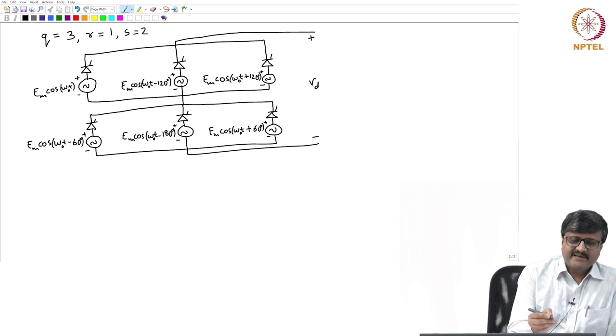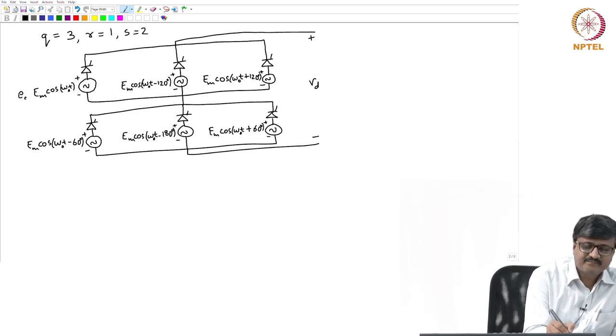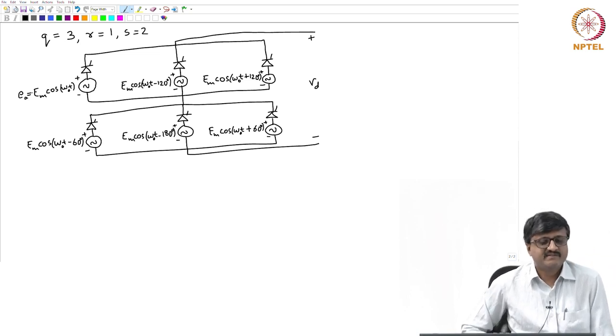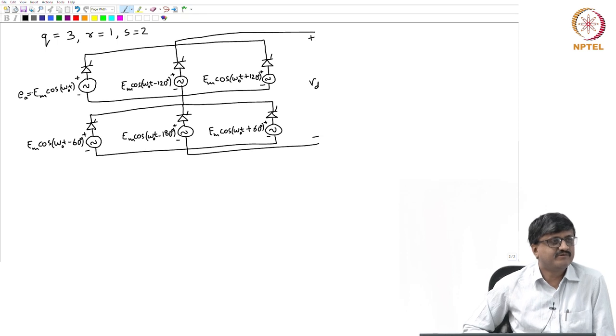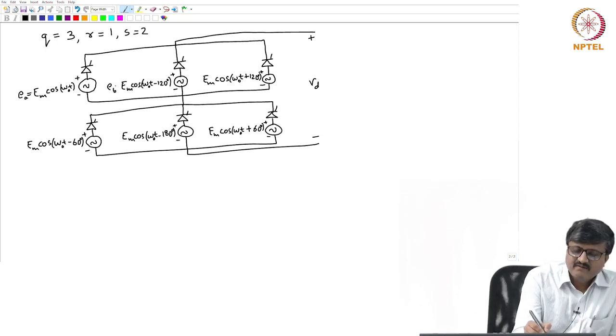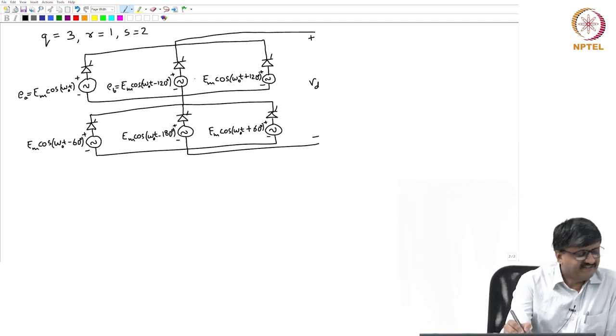So let me give some names for some of these voltages. Suppose I call this voltage as EA. See, this ABC are letters used for the three phases. So E with a subscript A means A phase voltage, I mean, one can say that. I will call this as EB. And this is EC.